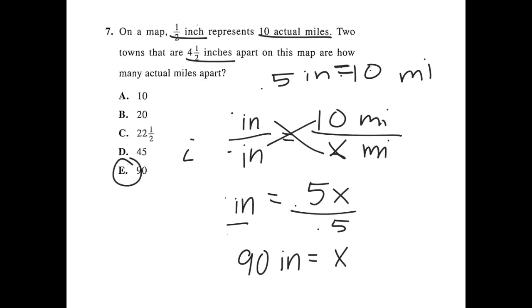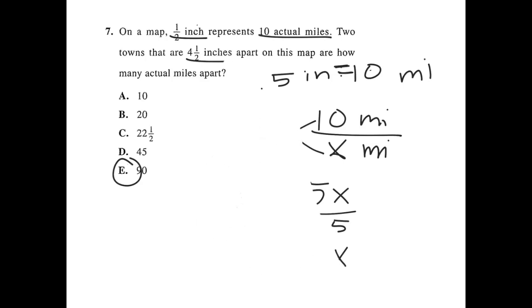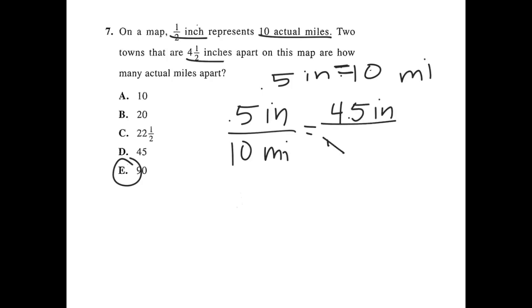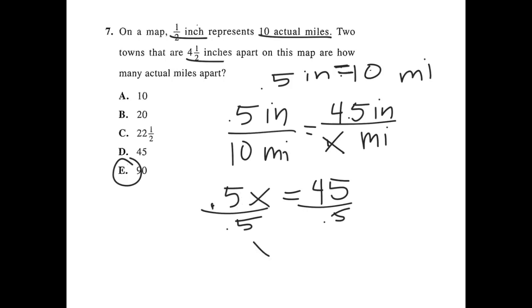You could set the proportion up a different way. It doesn't really matter. So 0.5 inches over 10 miles equals 4.5 inches over x miles. Again, we have similar units in the denominator and the numerator, so we cross multiply. We get 0.5x equals 45. Then we divide by 0.5, which is again multiplying by 2, so x equals 90.